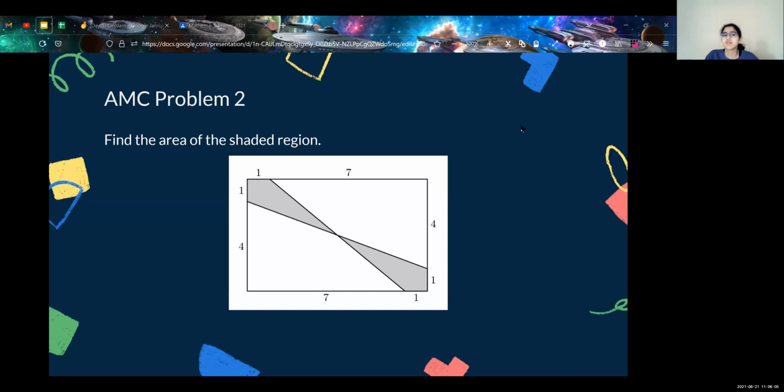Okay, so see if you're able to divide. When it says 4, it means that that's the length of this part of the side. So the whole length of that one side would be 4 plus 1.